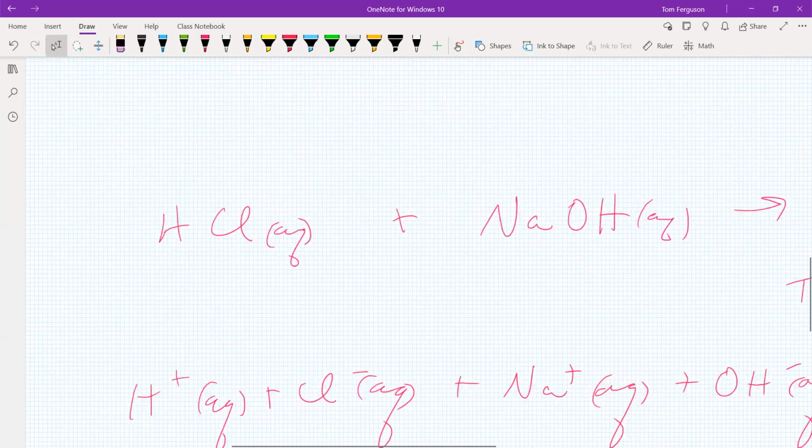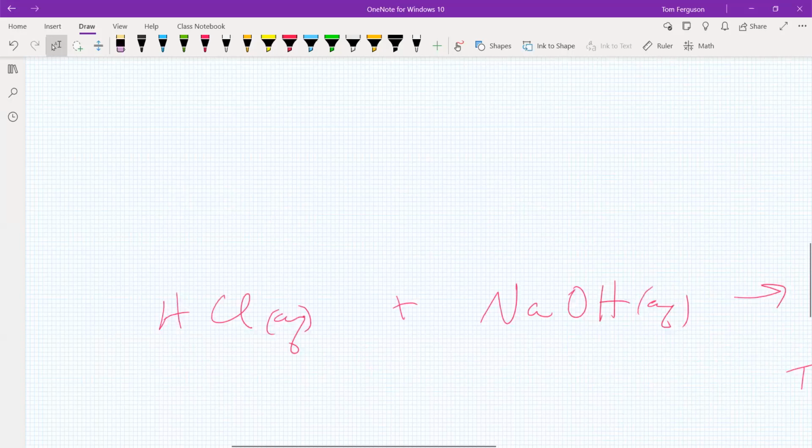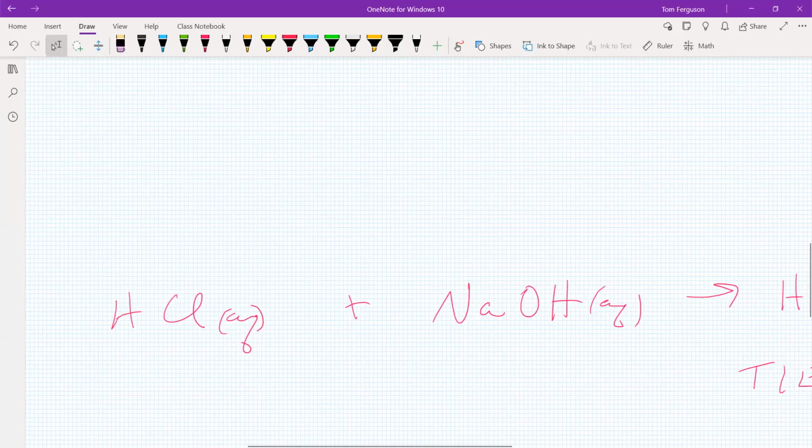Let's do one. Let's add an acid and a base together. Okay, so we have a solution of hydrochloric acid, solution of sodium hydroxide, lye. I'm going to dump them together.